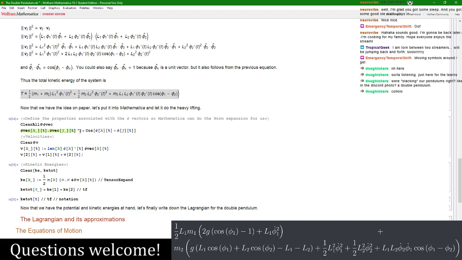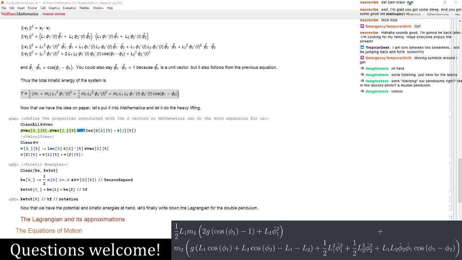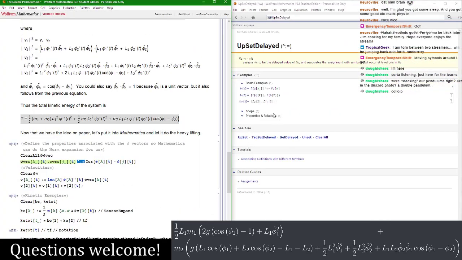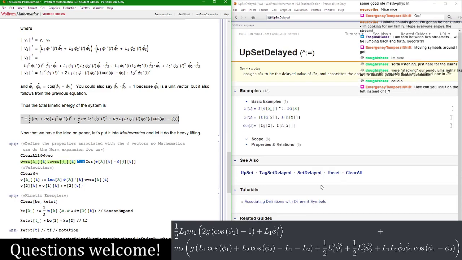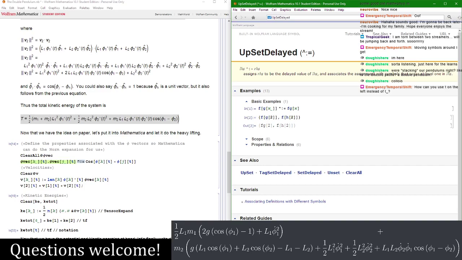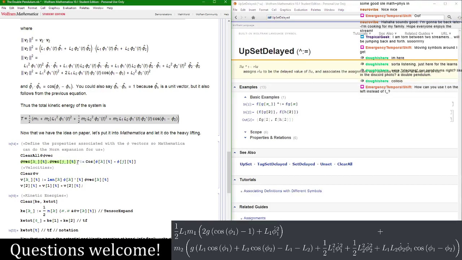How to read this Mathematica code: we can go over here and say, okay, what the heck is this symbol? This looks similar to our set delayed and how we normally define a function, but it's not exactly. So we can open up our documentation and look at what exactly this is doing. This is the infix form of UpSetDelayed. It assigns the right-hand side to be the delayed value of the left-hand side and associates that assignment with the symbols that occur. You can read the definition yourself.